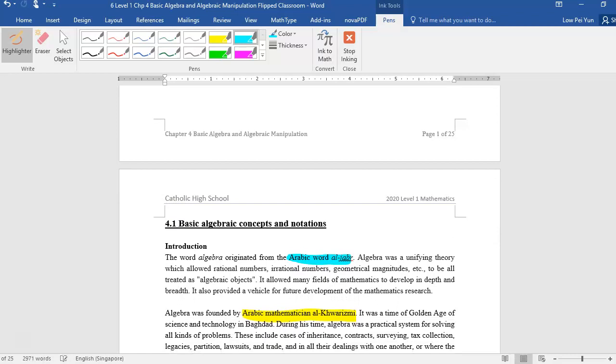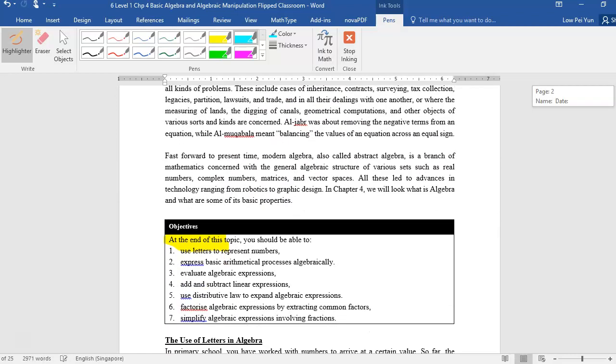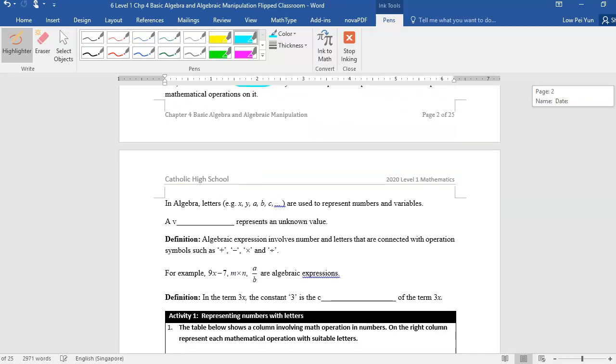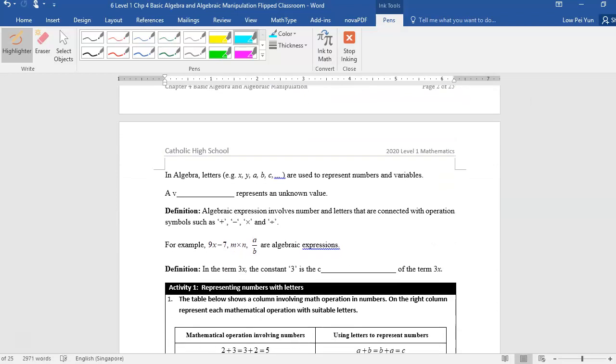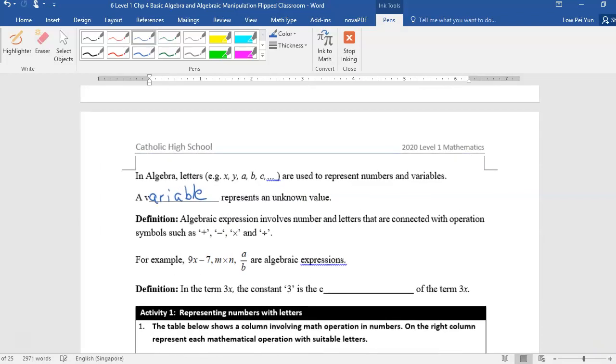We are going to look at page 3. Please turn to page 3. In algebra, we use letters to represent numbers and variables. As you can see, this blank which starts with the letter V is for the word variable. A variable, V-A-R-I-A-B-L-E, represents an unknown value, and this can be any number.